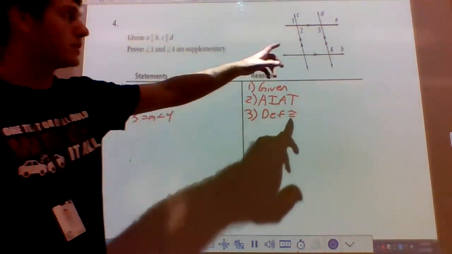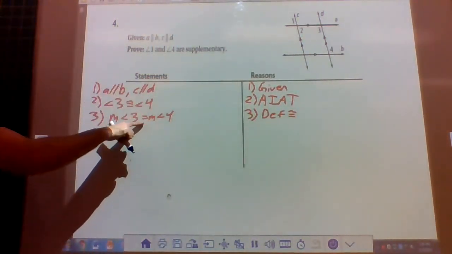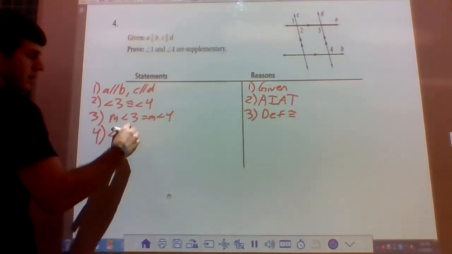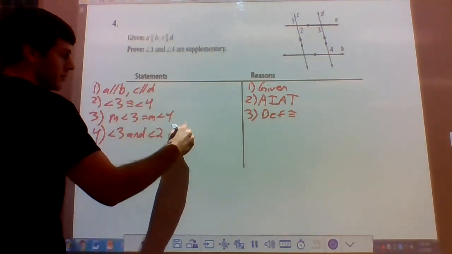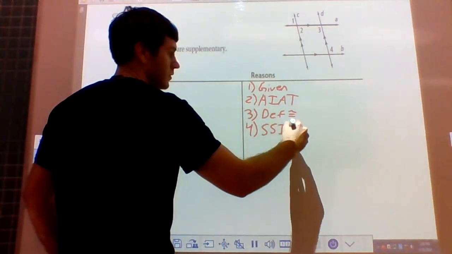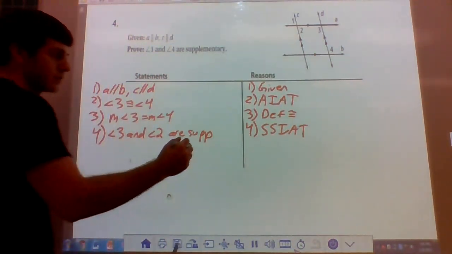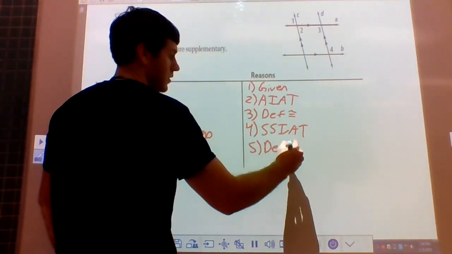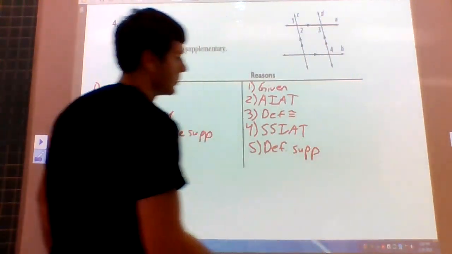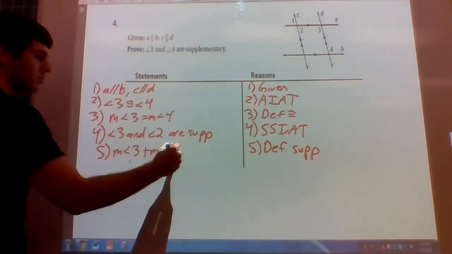We also know that C is parallel to D, so we know our same side interior angles are supplementary. So step 4 here, right, there's nothing to substitute in yet. So step 4 here is going to say angle 3 and angle 2 are supplementary, because they're same side interior angles, so that's the same side interior angle theorem. We then use our definition of supplementary, which says the measure of angle 3 plus the measure of angle 2 equals 180.